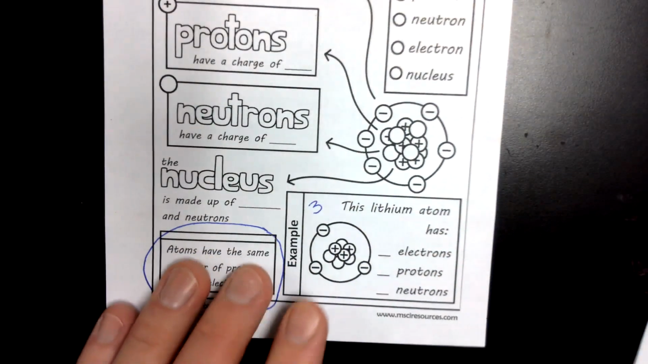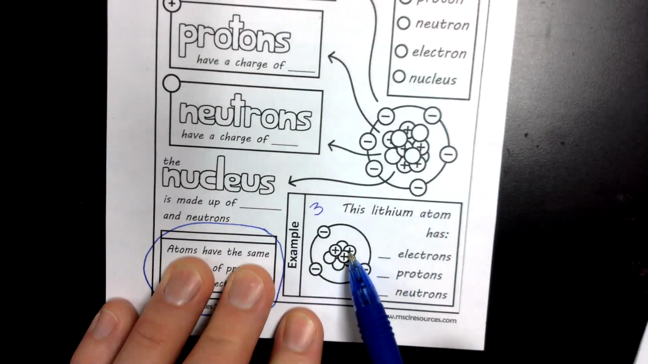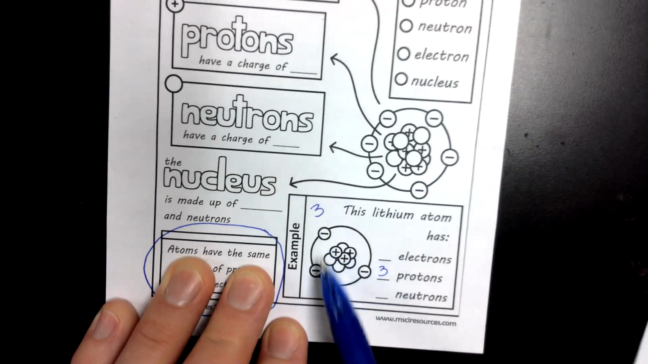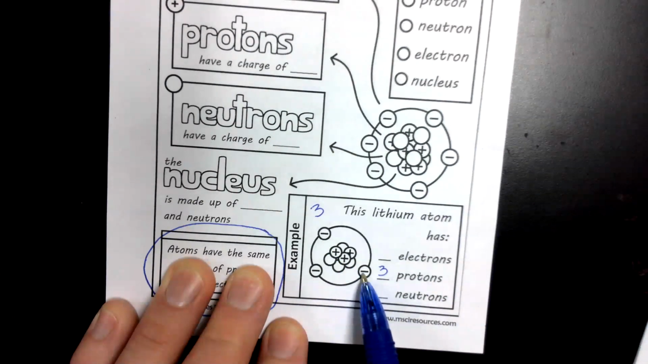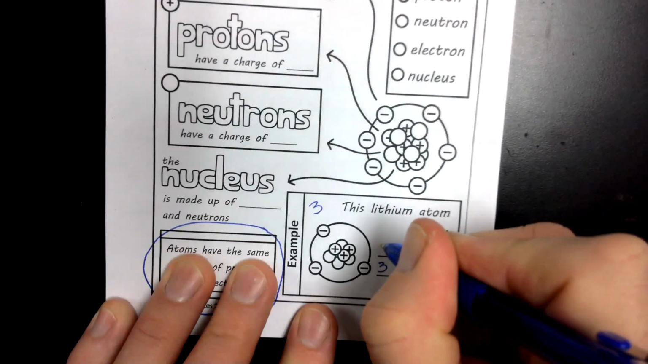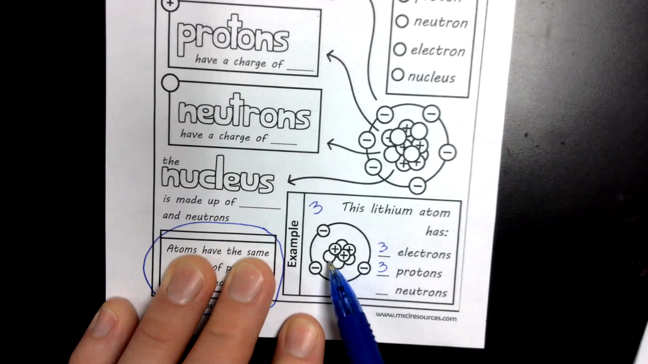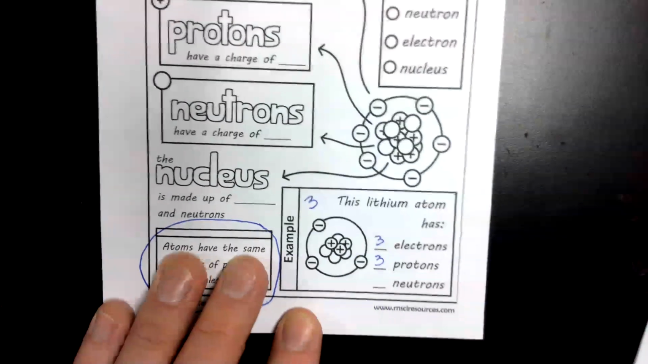Okay? You can see that it has 3 protons here. You can see that it has 3 electrons. And then count the blank circles for me real quick. 1, 2, 3, 4. It has 4.